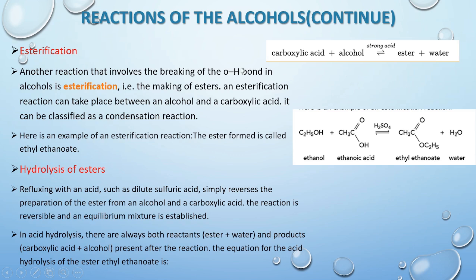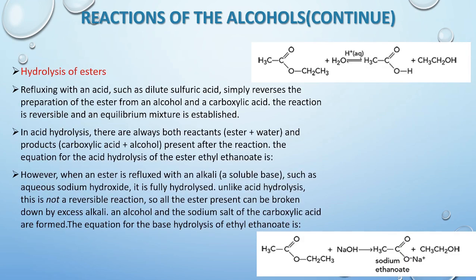Okay, esterification. In the esterification, carboxylic acid reacts with the alcohol like this one. Ethanol plus ethanoic acid, ethyl ethanoate and water is formed. Then we can hydrolyze this ester, refluxing with the acid. And if we hydrolyze the ester, it converts back into ethanol and ethanoic acid. Then hydrolysis. This is the hydrolysis of ester. At the end you can see there is a formation of a carboxylic acid and alcohol. Or if we react it with NaOH, then there is a formation of sodium salt of carboxylic acid along with the alcohol.